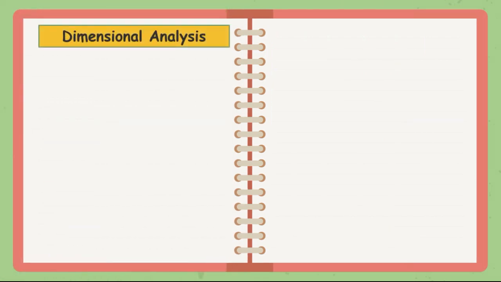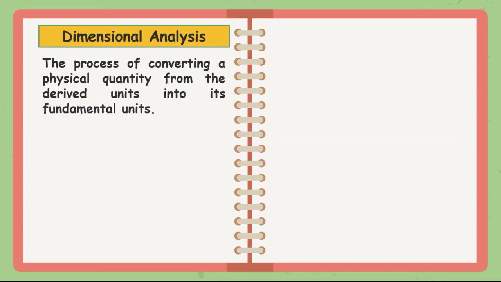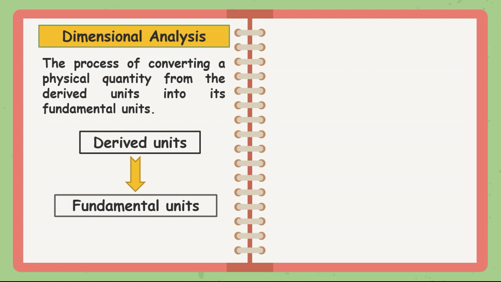So, as a way of going by the objectives, the first is: what is the definition of dimensional analysis? It is a process of converting a physical quantity from its derived unit into its fundamental unit. Basically, dimensional analysis looks at a derived unit and breaks it down to its fundamental unit. So that process of achieving this is what is called dimensional analysis.